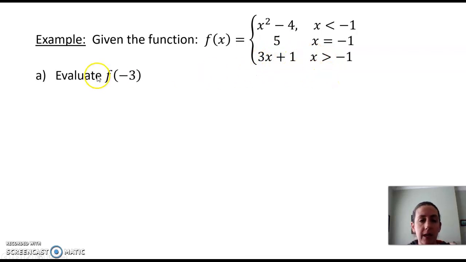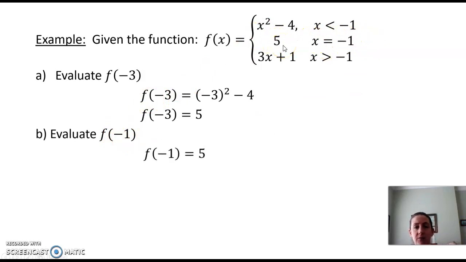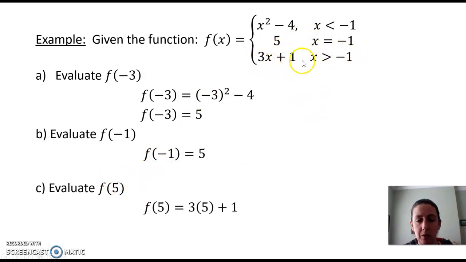So if I want to evaluate f at negative 3, my input is negative 3. Negative 3 is less than negative 1, so I'm going to use this piece. So negative 3 squared minus 4, which will give me 5. Evaluate f at negative 1. Negative 1 is my input. When my input is negative 1, my output is 5, so that is just a function value of 5. And evaluate f at 5, my input is 5. 5 is bigger than negative 1, so I'm going to do 3 times 5 plus 1, or get 16.